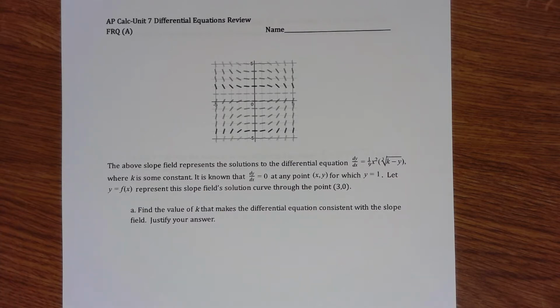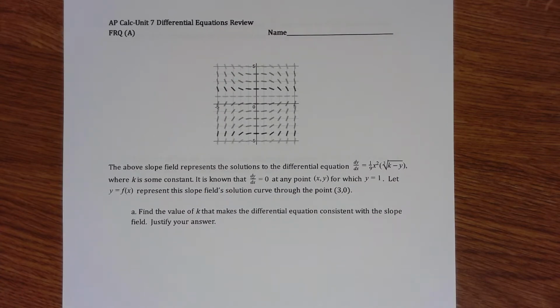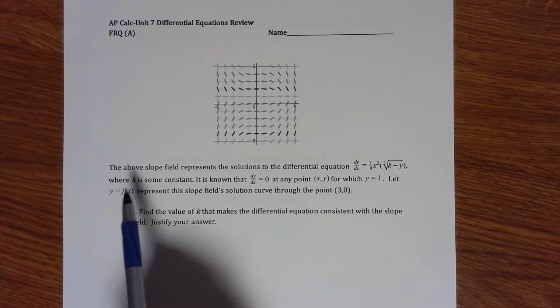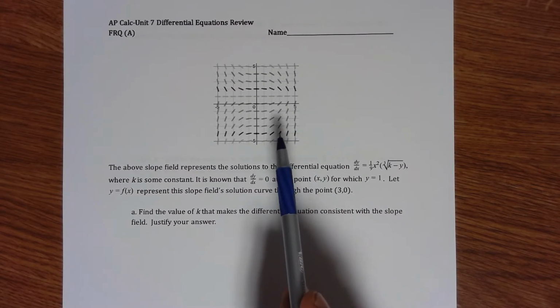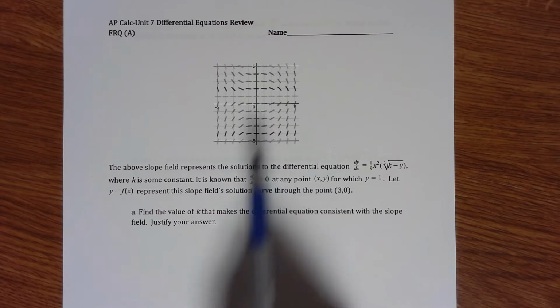Okay, welcome back. Today we're going to work through a Unit 7 differential equations free response question A. I'm going to let you read the stem of the question, take a look at the slope field. The reason why the slope field is given as opposed to me asking you to provide the slope field is that there will be no graphs required on the 2020 exam.